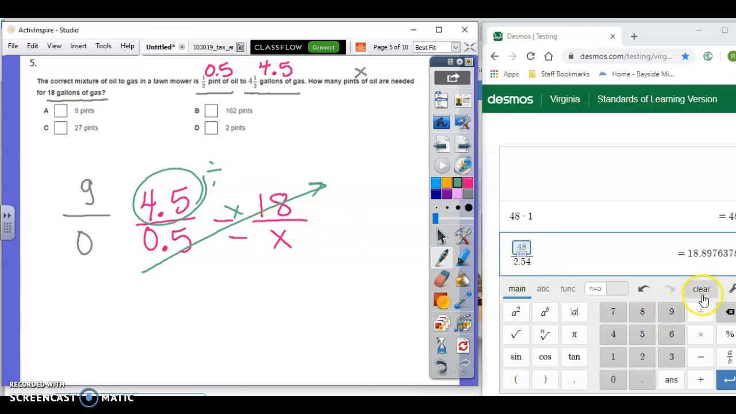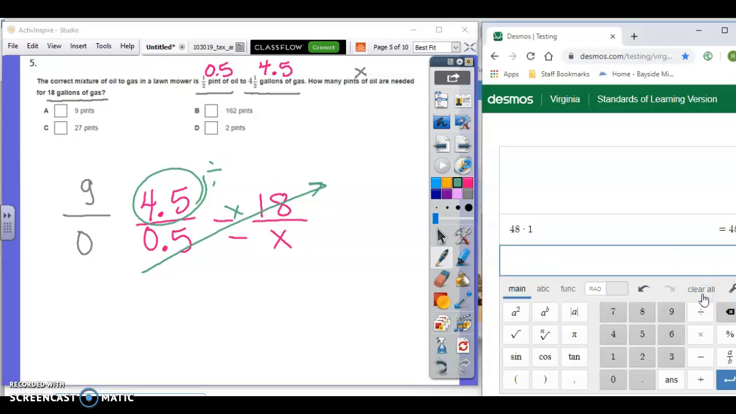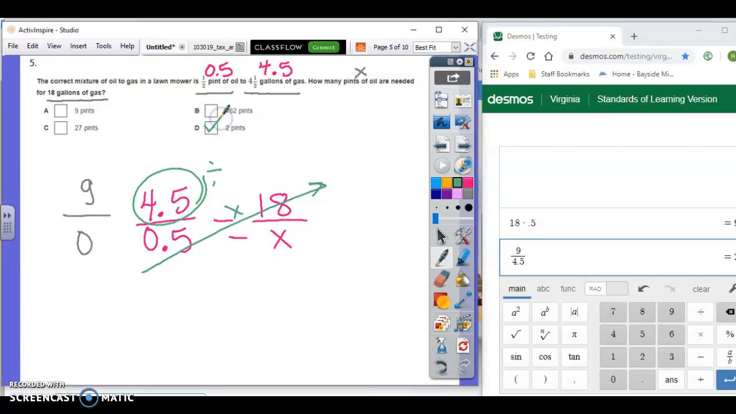So I can clear the other problem out. And I have 18 times 0.5. That gives me 9. So now I'm going to type in 9 divided by 4.5. And the answer is 2. So the answer choice here would be D, 2 pints.